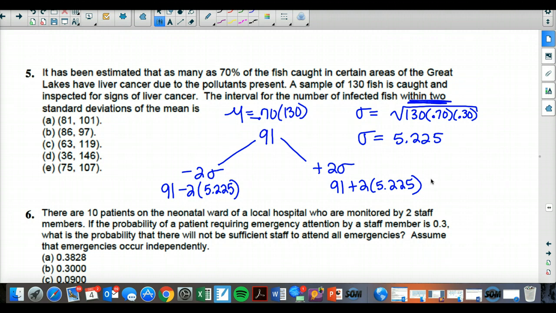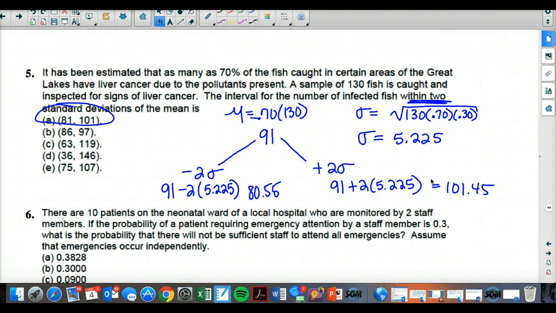Why wouldn't it be like 34? Because we never said it's normal. Oh, okay. And 34%, right, are within 2, but that's only if it's normal. And they're not asking me for percents, they're asking me for the interval values. So I got 80.55, and 91 plus 2 standard deviations is 101.45. So I would go with A.